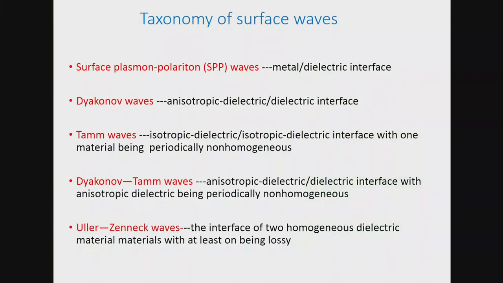Now I'll come to that, but before that let me introduce a little bit of terminology. We call it an SPP wave when we have metal on one side and dielectric on the other. We call it a Dyakonov wave, which was recently discovered, when both sides are dielectric materials, but one medium is anisotropic. Then we have Tamm waves, which are guided by an interface between two materials which are both isotropic, but one is periodically non-homogeneous like a crystal. And Dyakonov-Tamm waves occur when we have nanostructured materials which are anisotropic and periodic. And then these Uller-Zenneck waves, which I'll briefly discuss, were actually the first surface waves predicted, in 1903.